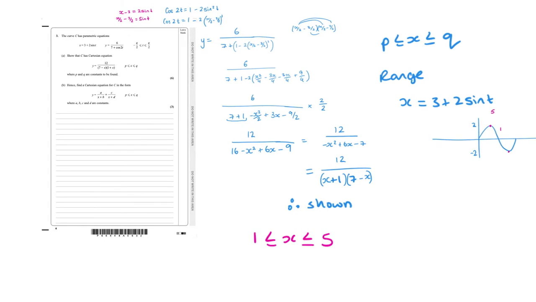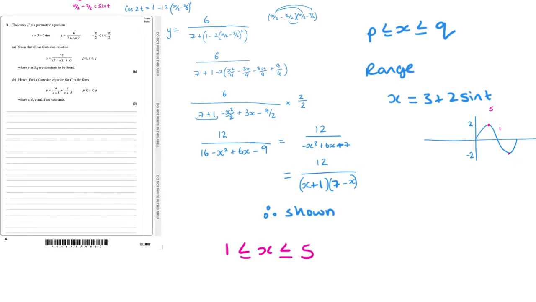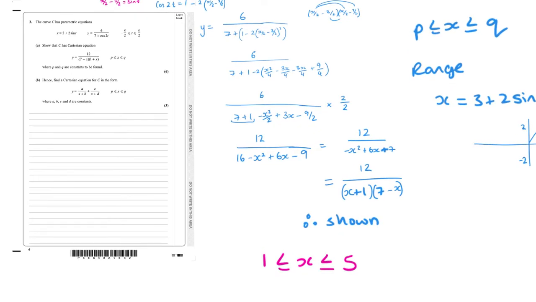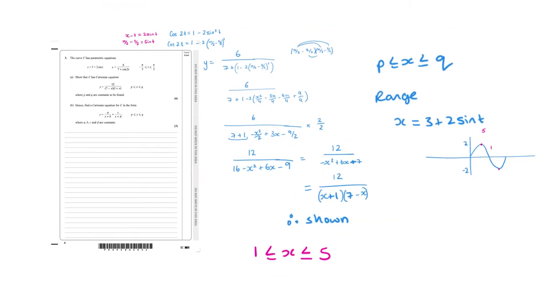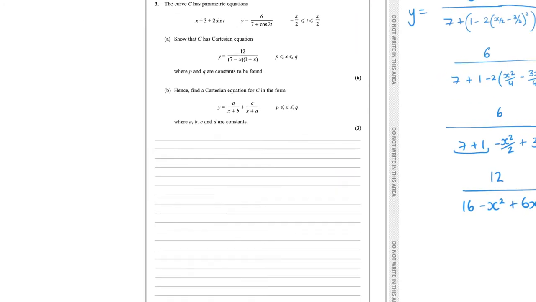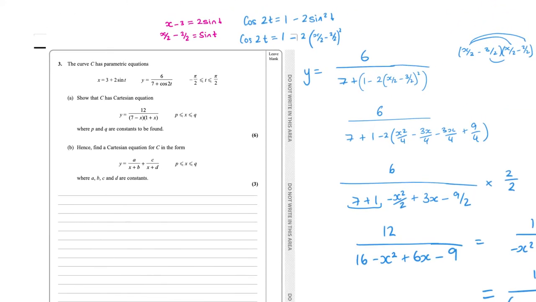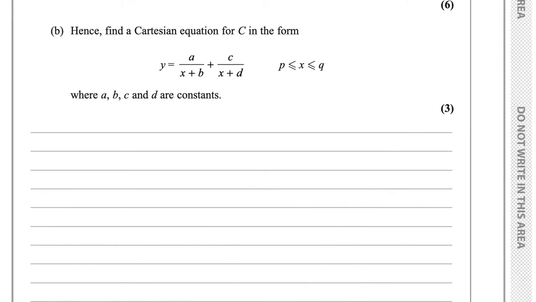Sorry, just realised as well there was a little typo. That should have said plus 7. Okay, and then we have our domain, which is 1 is less than or equal to x is less than or equal to 5. So there we have 6 marks. Nice and easy. Okay, part B. So let's have a look at part B.